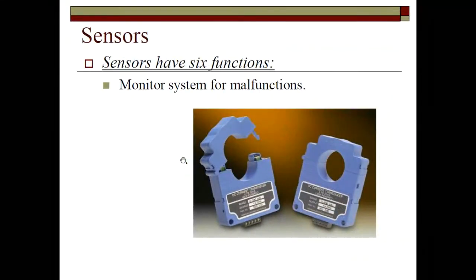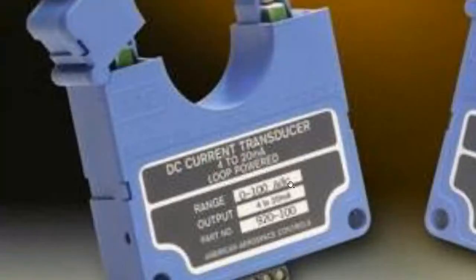These sensors that they're showing in the picture are actually analog. So they'll give us a range of current from zero to 100 amps is what this one on the left looks like it's saying. And so what that means is if it's sensing 0 current flowing, it'll output a 4 milliamp signal into the controller.